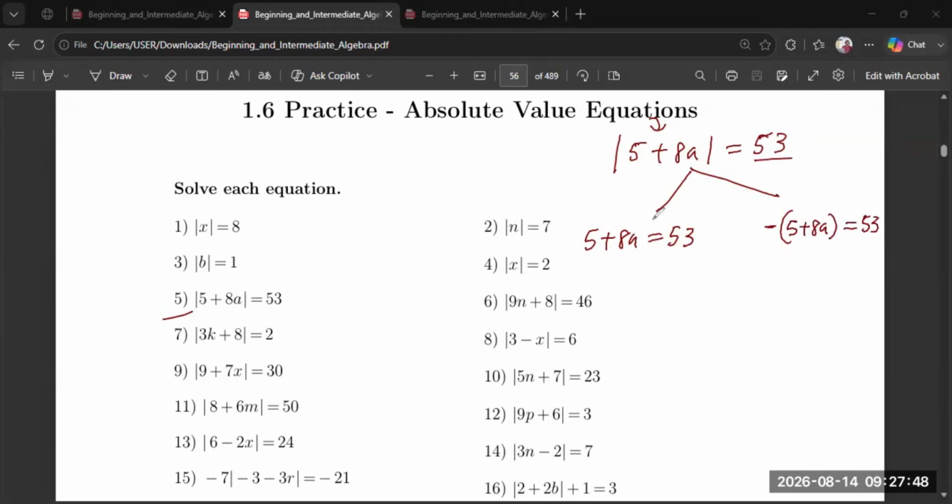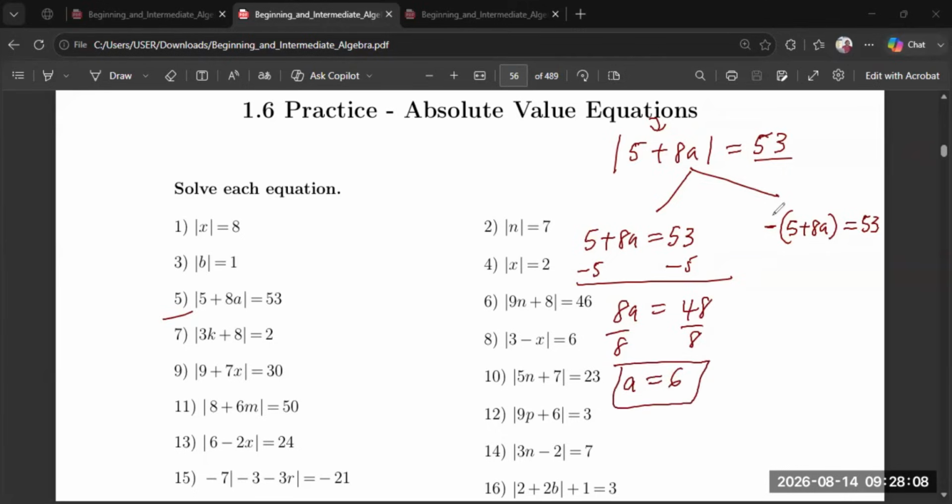Now it's left for us to solve this linear equation. You want to subtract 5 from both sides. And when you do that, you'll be having 8a is equal to 48, right? So divide everybody by 8, and a should be equal to 6, since 8 times 6 is 48. A is 6, right?